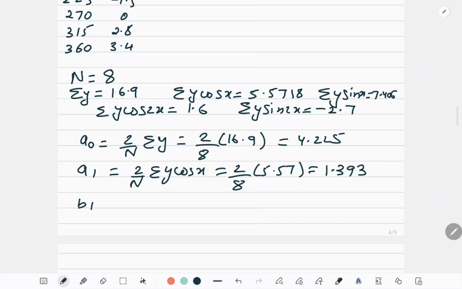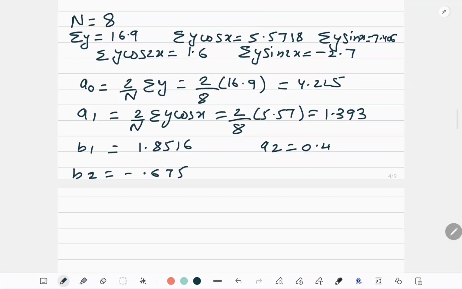Okay, same way your B1 will be 1.8516. Your B2 will be minus 0.675. Okay, and this is how you can find out all the values. I have done B1, B2 and also A2 you find out. And then you just substitute. Okay, so your A2 will be around 0.4. Correct?